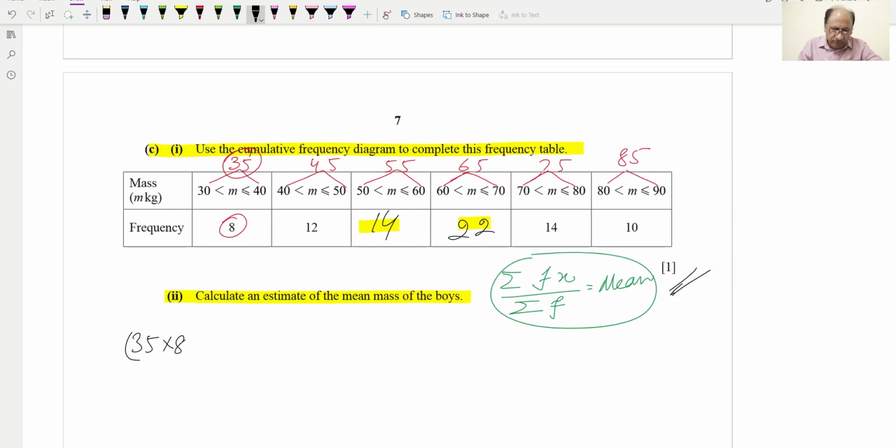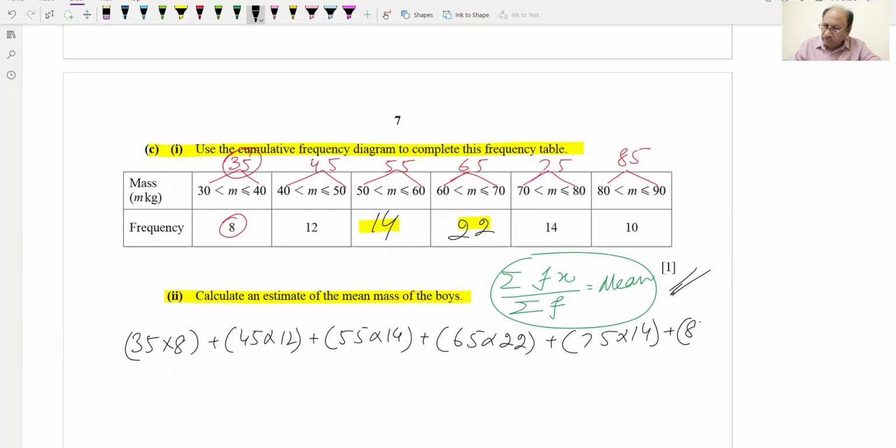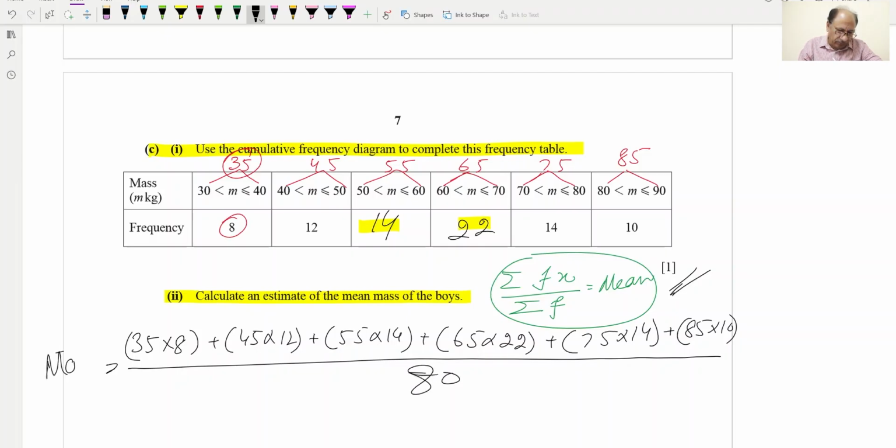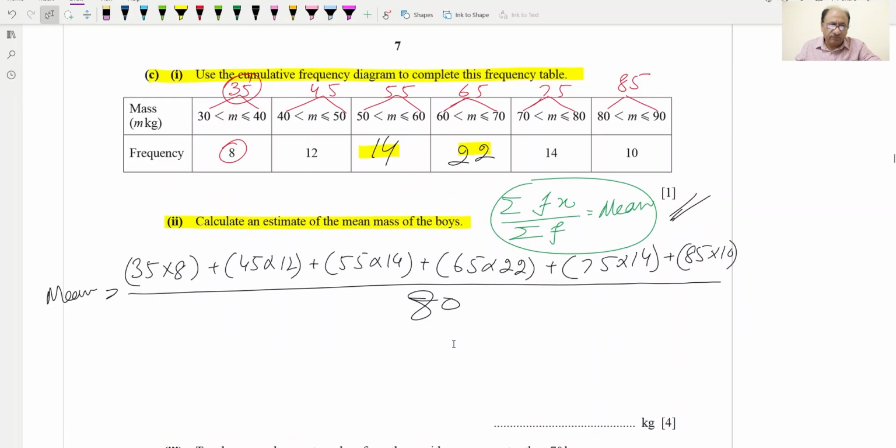We can write 35 into 8 plus 45 into 12 plus 55 into 14 plus 65 into 22 plus 75 into 14 and the last one is 85 into 10, and this whole will be divided by the total frequency, which is 80, and this will be our mean value. So mean is equal to this one. Now we can simplify this.